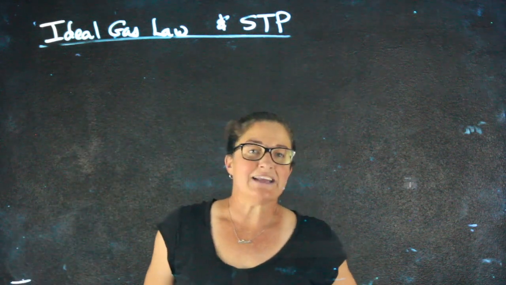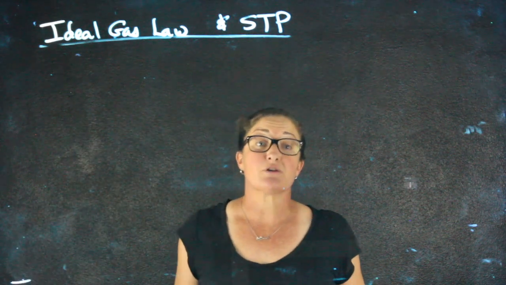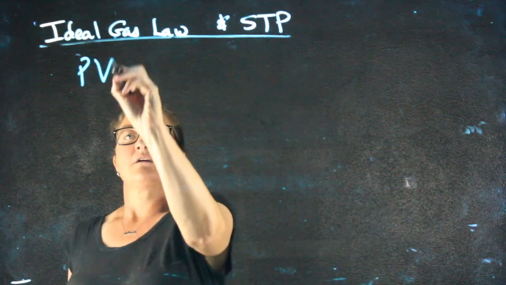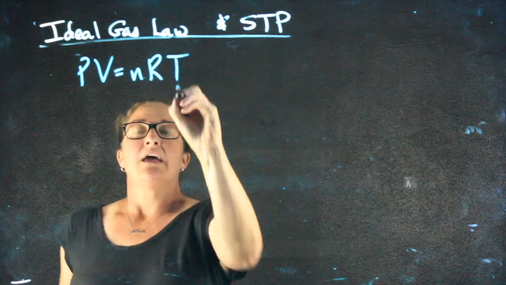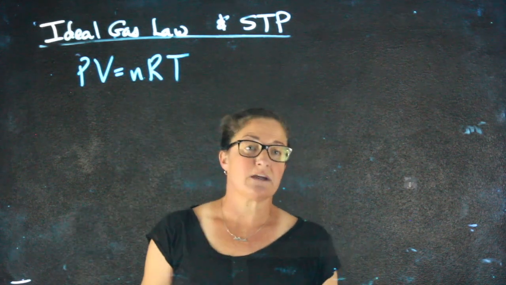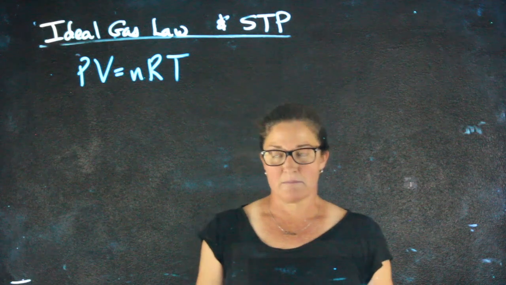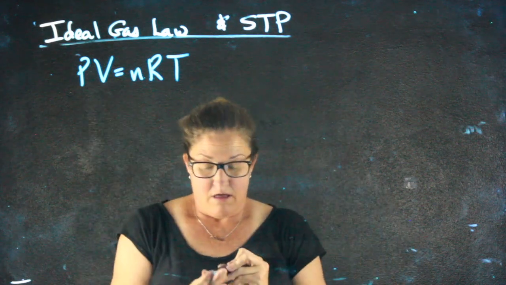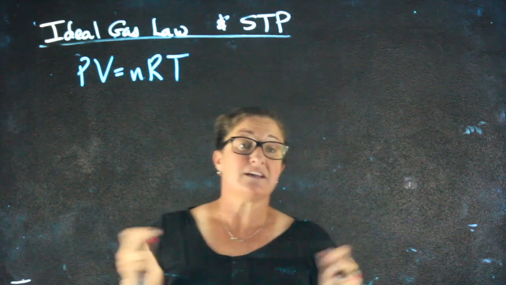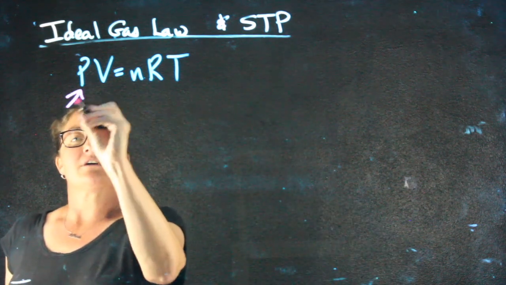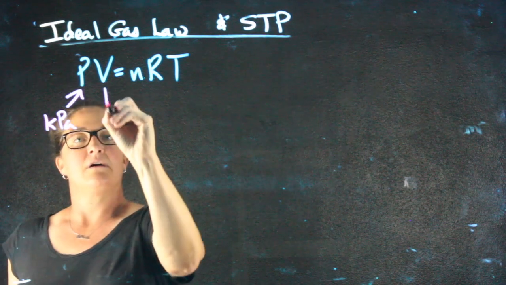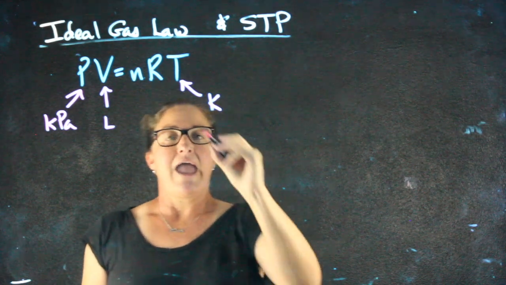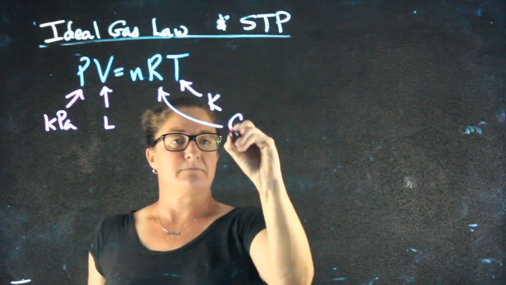This video is going to cover the ideal gas law and STP as it's approached in IB chemistry. The ideal gas law is PV equals nRT. It allows us to relate the pressure and the volume and the temperature of a gas to how many moles there are present. Now for IB, the way that they approach this consistently uses the same units. Pressure needs to be in kPa, volume liters, temperature Kelvin, and R is a gas constant.